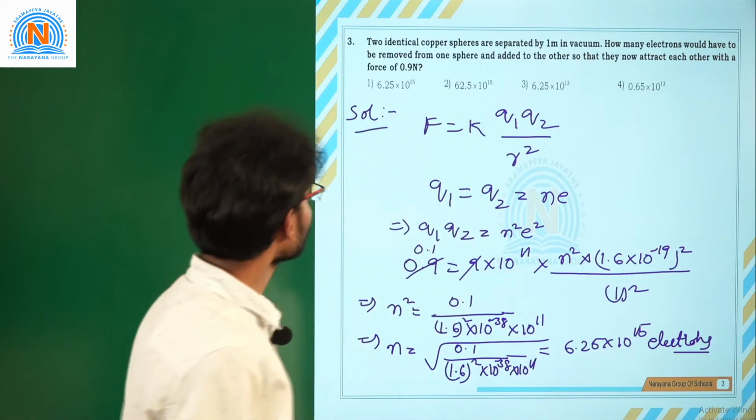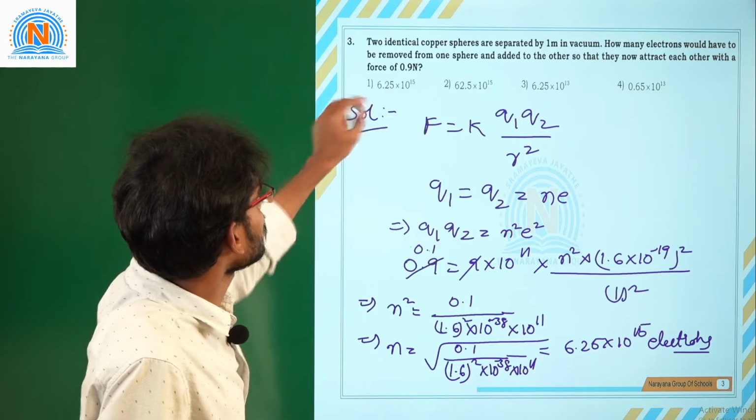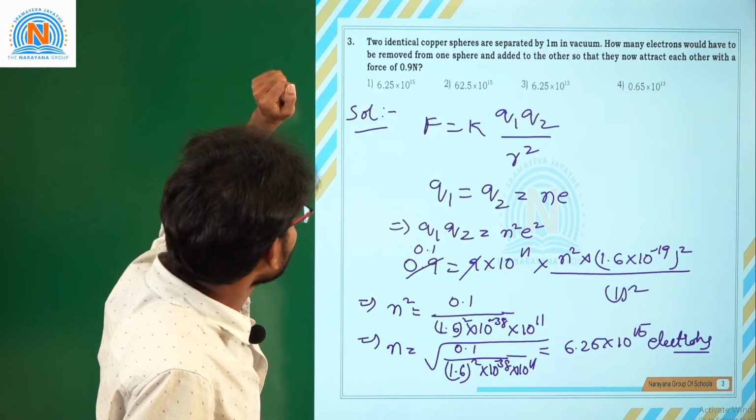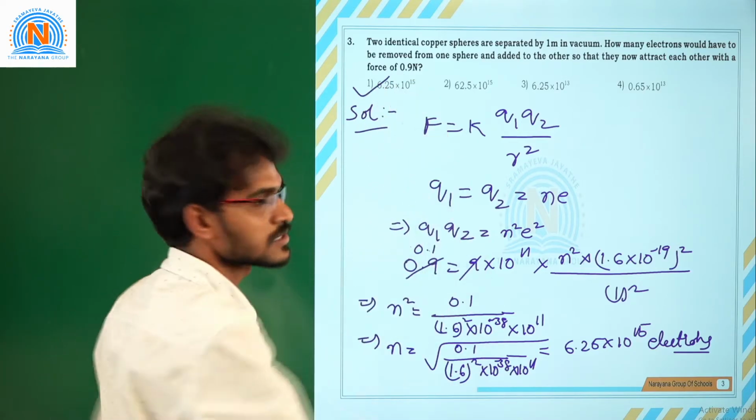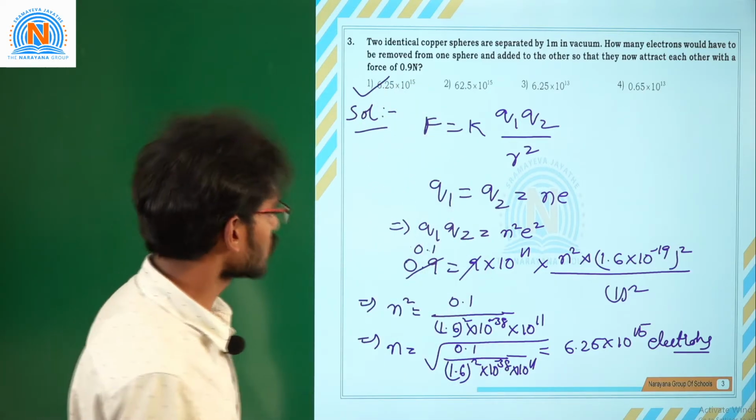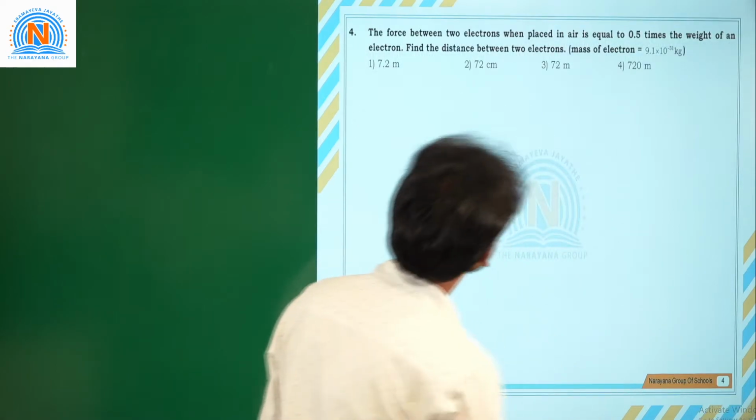So how many electrons are removed from one sphere and added to the other? 6.25 into 10 power 15. That is the first option, which is the correct one. Next, let us move to the fourth question.